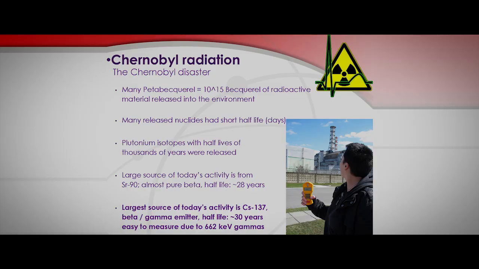In the Chernobyl disaster, many petabecquerel, that is 10 to the power 15 becquerel, of radioactive material were released to the environment. Many of these radionuclides had short half-lives, like iodine-131, which is well-known and has a half-life of about 8 days, so it's long gone now. Plutonium isotopes with half-lives of thousands of years were released. A large amount of today's activity is from strontium-90, which has a half-life of 28 years and is a pure beta emitter. But the largest source that you can measure is cesium-137, which is a mixed beta-gamma emitter and has a nice gamma line of 662 keV, which can be very well measured in the gamma spectrometer.